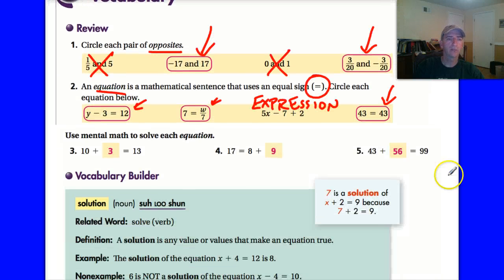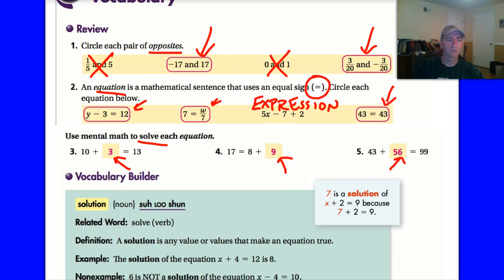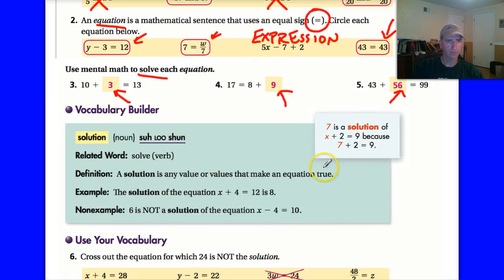All right, number 3, use mental math to solve the equation. So you should be able to get all those numbers in your head there if you work those through. Vocabulary builder, solution. Yeah, that's really what most of this is about, that you get that. Here's your key right there. A solution is any value or values that makes the equation true. There's your key right there. If it makes it true, it's a solution.